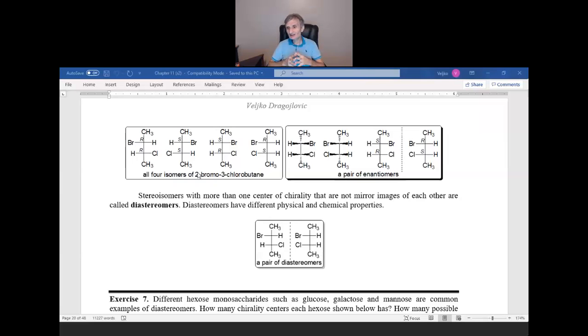Enantiomers have identical physical and chemical properties, except for rotation of polarized light. Diastereomers are different compounds. They have different physical and chemical properties, different boiling points, different melting points. They may have different solubilities, different index of refraction, and so on.